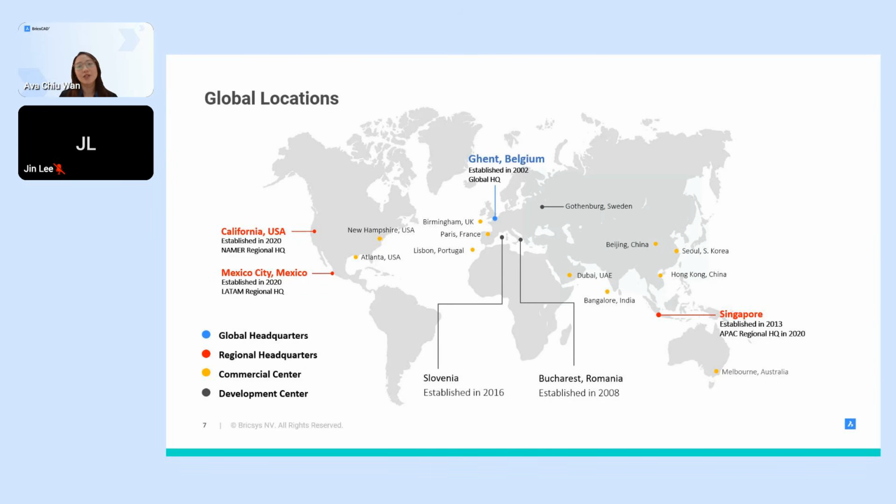So Bricsys has a truly global footprint with headquarters in Ghent, Belgium since 2002 and regional offices across North America, Latin America, and Asia Pacific. But what's equally important is our extensive partner network. We work with resellers and partners worldwide. This means wherever you are, you have access to local expertise, local support, and partners who understand your market and help you get the most out of BricsCAD.